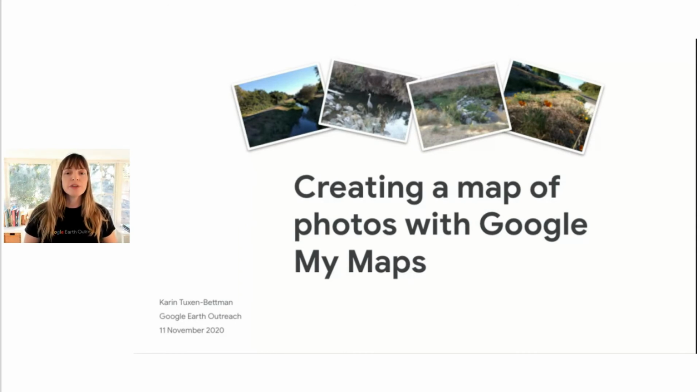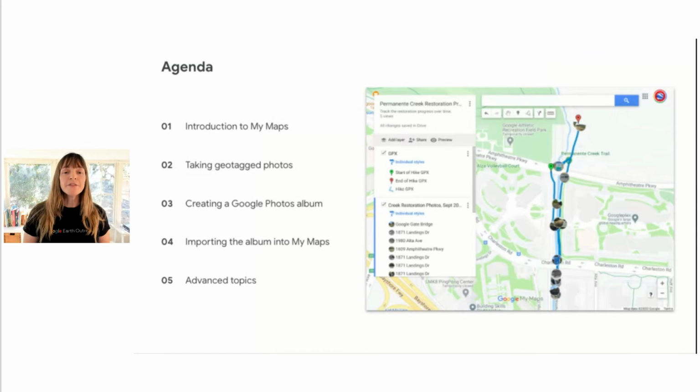So let's quickly go over the agenda for our training. First, I'm going to give you a quick introduction to Google My Maps. Then I'll talk about how to take geotagged photos. I already have some geotagged photos myself, so I'll show you how to import them into Google Photos and build a Google Photos album with them, which we'll then import into My Maps. Finally, we'll cover some advanced topics that are really helpful to know once you've mastered the art of creating a map of photos.